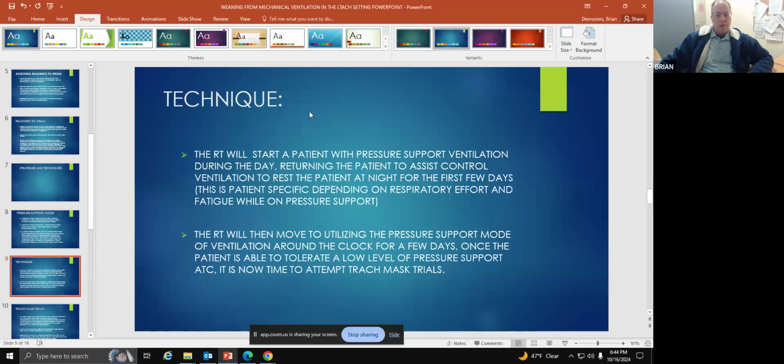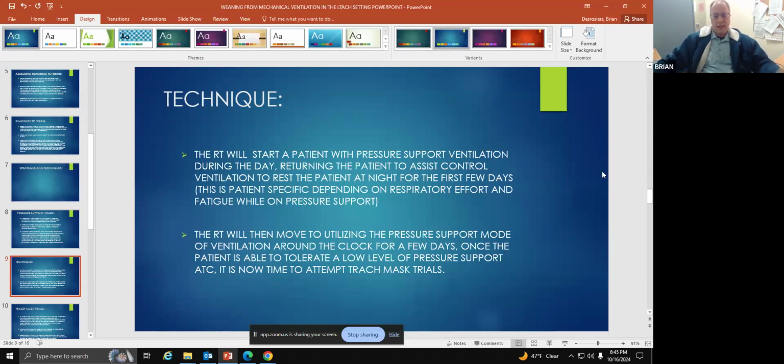Here's how we kind of go about it. It's not a set science, a set protocol, but usually the RT will start with pressure support ventilation during the daytime, returning the patient to assist control ventilation to rest the patient at night. So during the daytime, the patient is doing most of the work on the ventilator, and at night, the ventilator takes over and the patient is resting. We do this for the first few days. Again, I'm speaking for our Westborough facility.